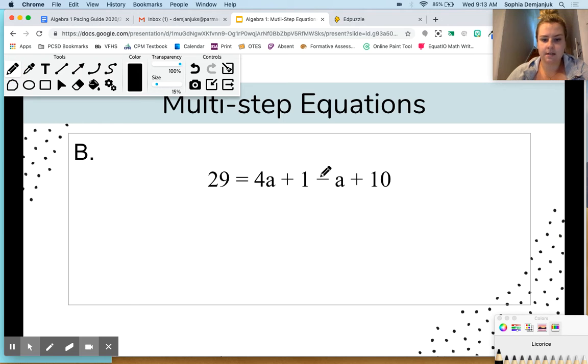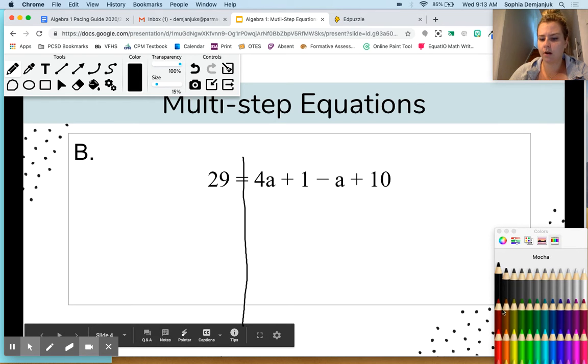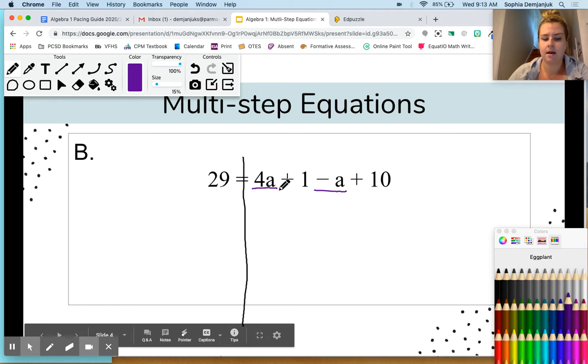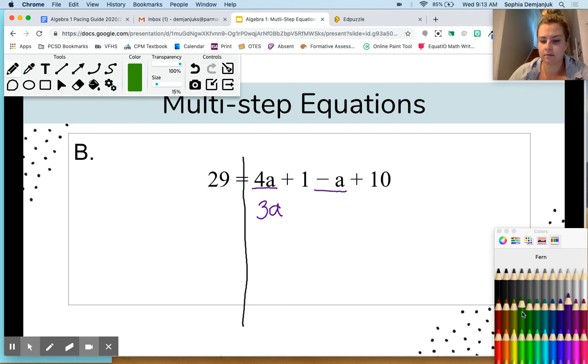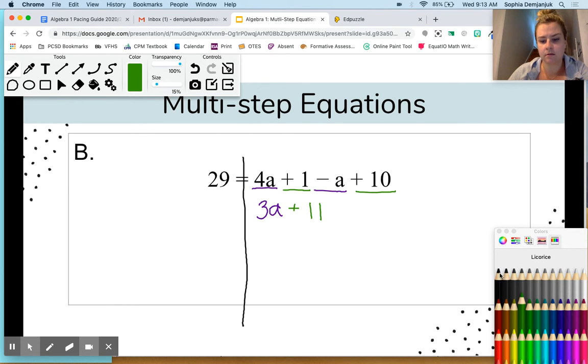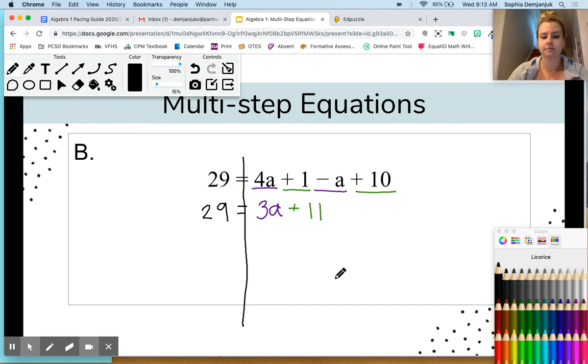Another example for us to do, start by drawing the line down the equal sign. We're going to look for like terms that are on the same side. So on the right-hand side, I have a 4a and a negative a that I can combine. 4a minus a leaves me with 3a. And also on the right-hand side, plus 1 plus 10 combine to give me 11. I can bring down the 29 equals.